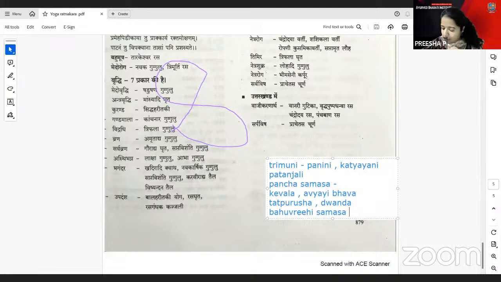Then Vartikakara, who is considered as the Vartikakara? Varadwaja, Katyayana, Panini, or Patanjali. Okay, Vartikakara is considered as Katyayana.